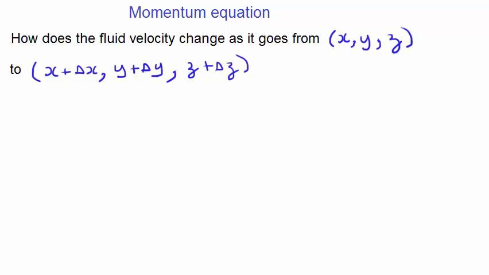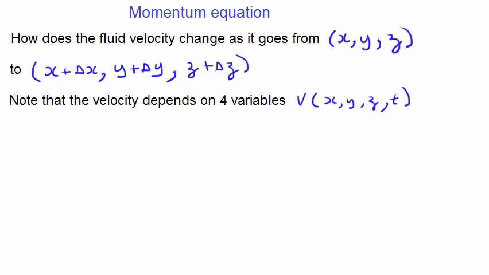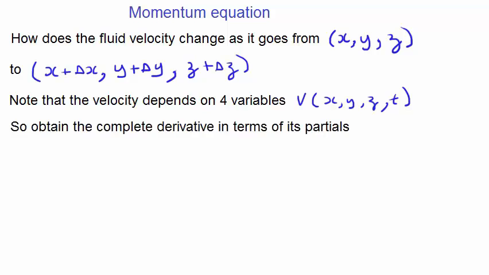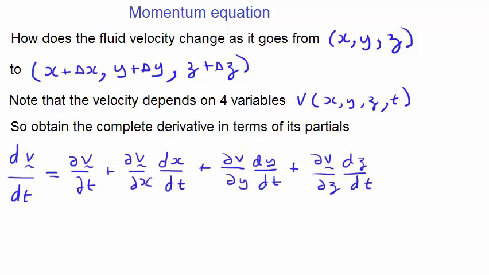Finally, we'll derive the momentum equation. A solution of this equation tells us how the fluid velocity changes in position and in time. Note that the fluid velocity not only depends on x, y, and z, but on time. The rate of change of velocity for all these four variables is given by its complete derivative, which can be written in terms of its partials, which are given on the right-hand side.